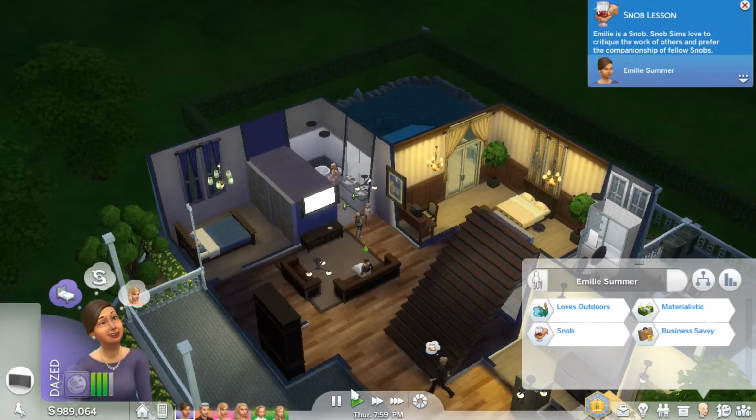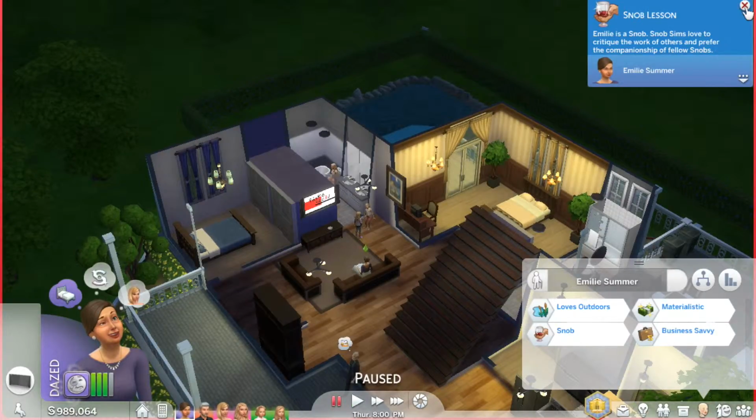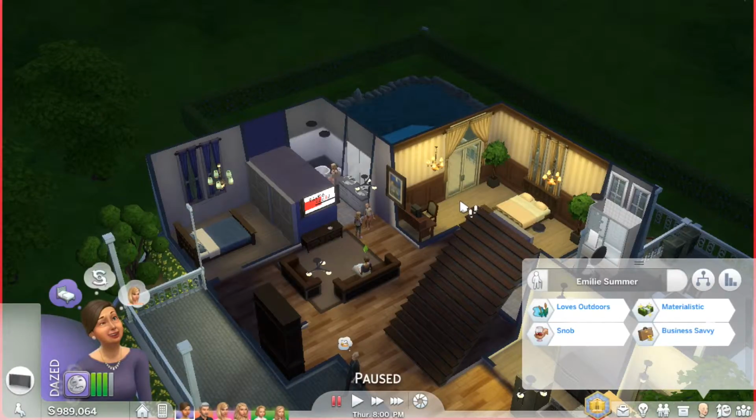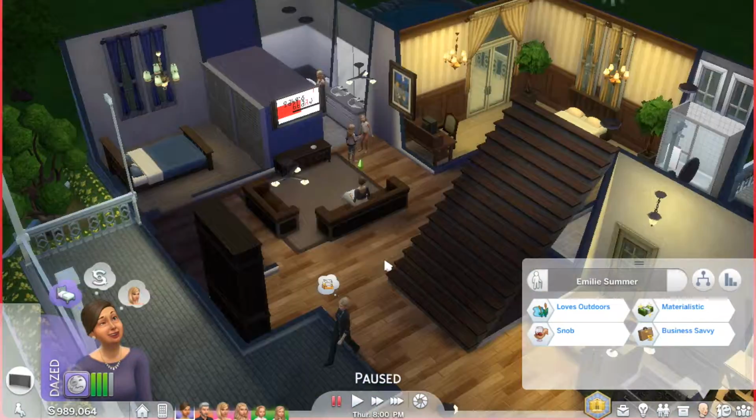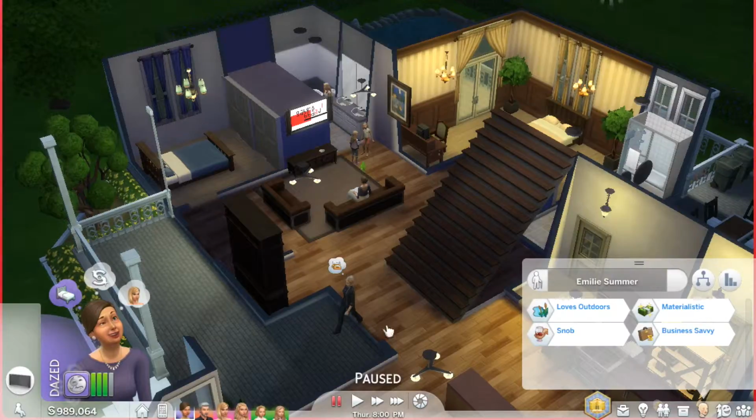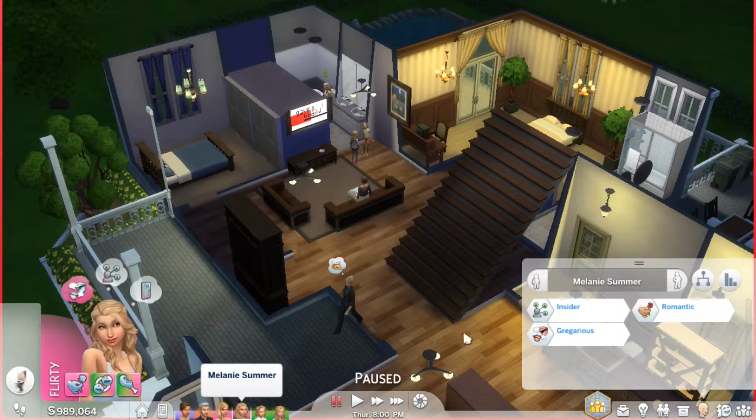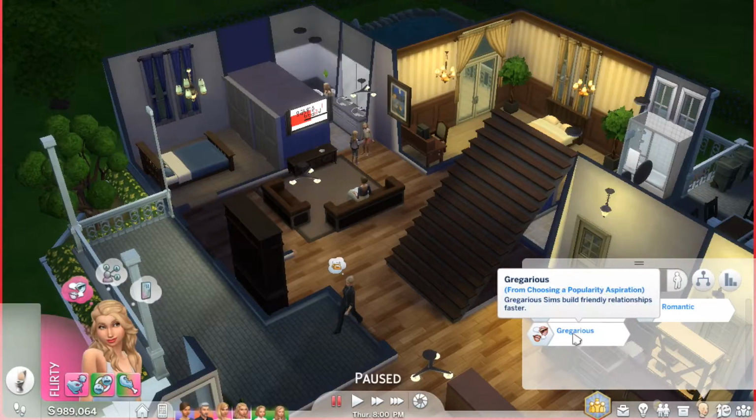Okay, so it's almost bedtime and oh, snob lesson. Emily is a snob. Snob Sims love to critique the work of others. Yes, she does. And prefer the companionship of fellow snobs. So maybe I can find a club for her with fellow snobs. I feel like that really is something she would join. Melanie is one of those I-want-to-be-popular, insider sort of people. I figured out how to say this word last time, and now I forgot again. Gregarious? Is that it? I forgot again. Oh no, that's bad.